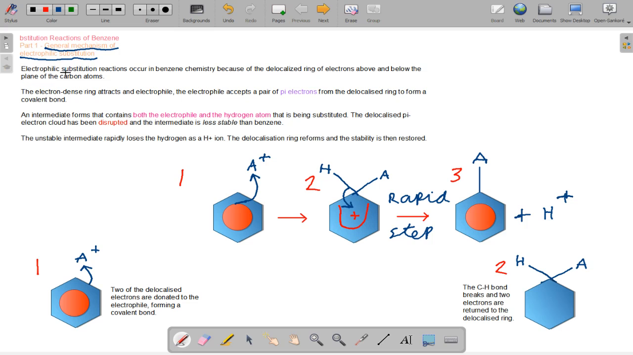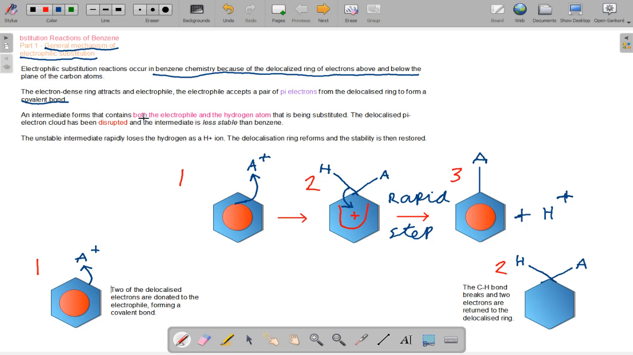Electrophilic substitution reactions occur in benzene chemistry because of the delocalized ring of electrons above and below the plane of carbon atoms. The electron-dense ring attracts the electrophile, which accepts a pair of pi electrons from the delocalized ring to form a covalent bond.